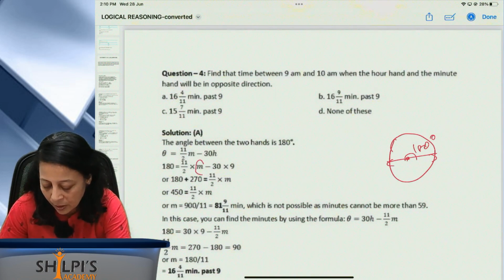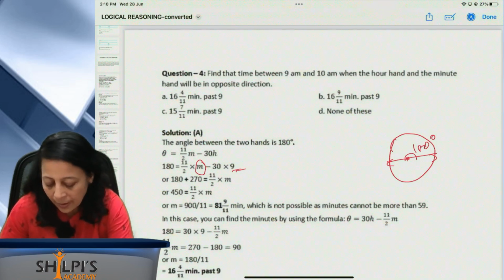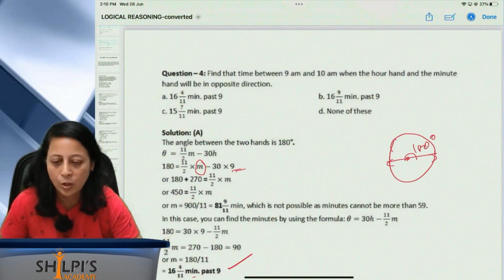minus 30 into h, where h is 9 past. The minutes you have to find out like in your last sum, by multiplication and division. Then you get the answer: 16 4 by 11 minutes past 9.